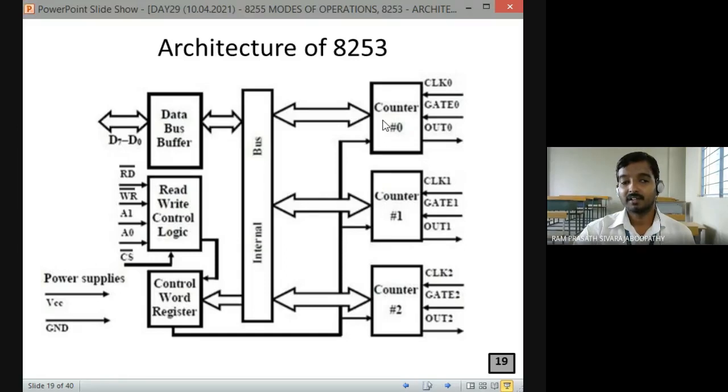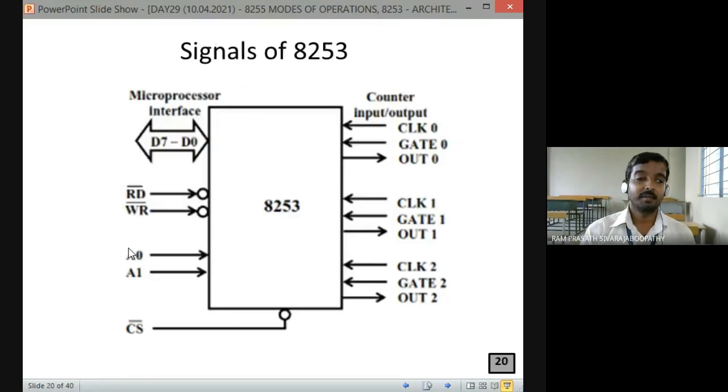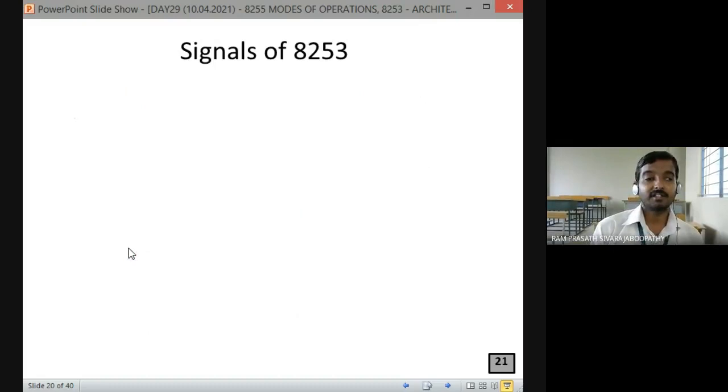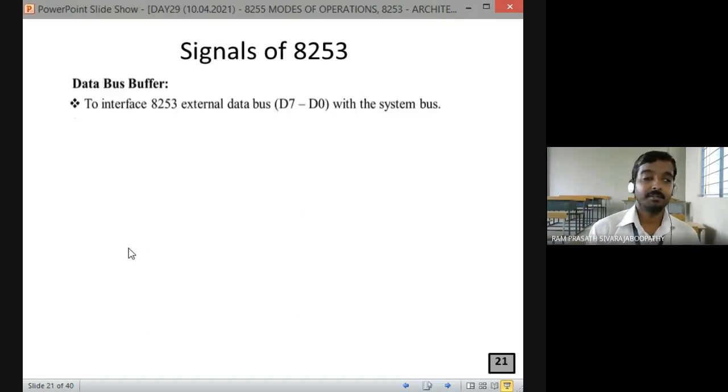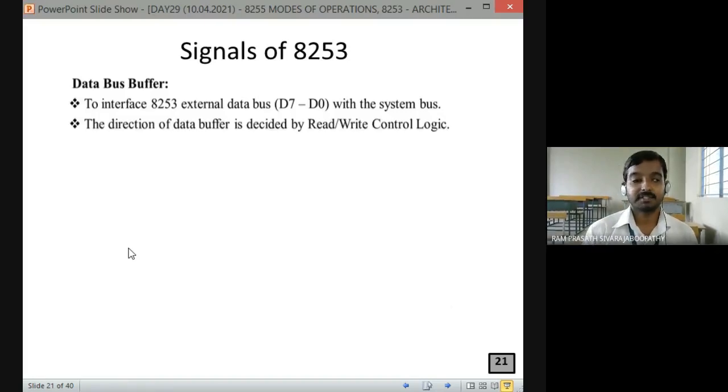Clear? Suppose you are going to configure this counter, you have to write it in the control word register. At that point of time, A1 and A0 must be 1, 1. Fine. Looking at this table, you will understand. So this is the pin out of 8253. Let us see what signals are here. Data bus buffer D7 to D0. What do we use it for? To interface 8253 with the system bus.